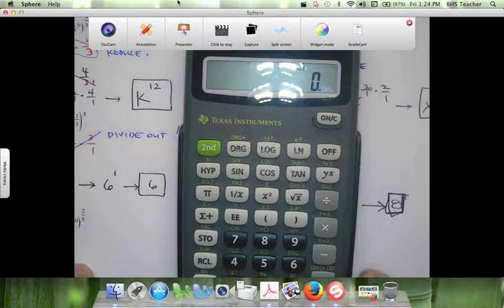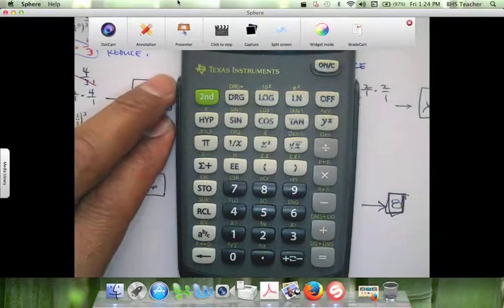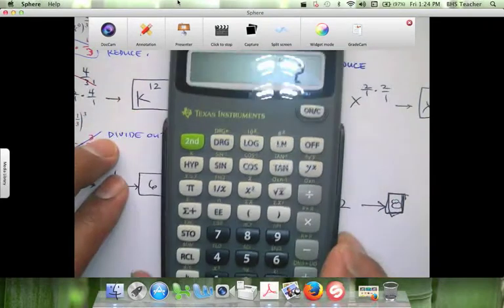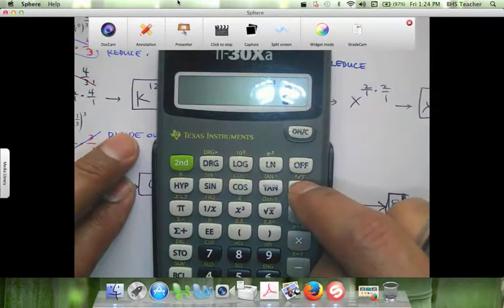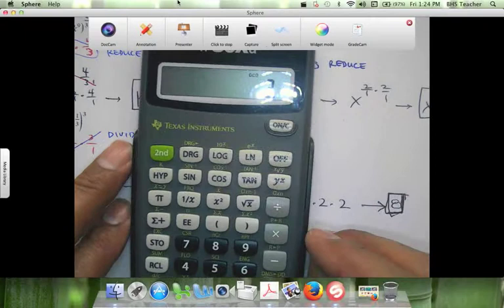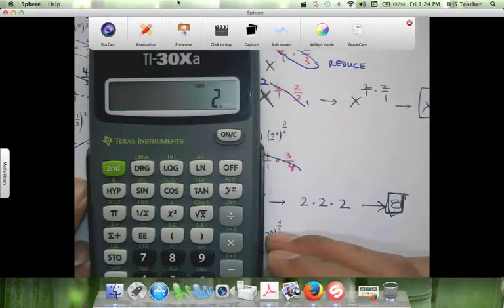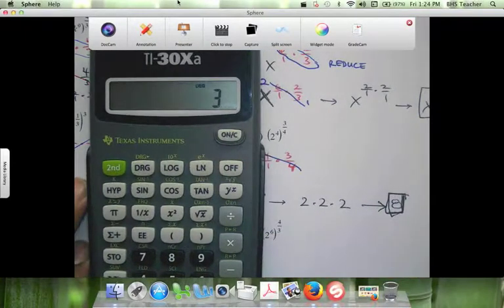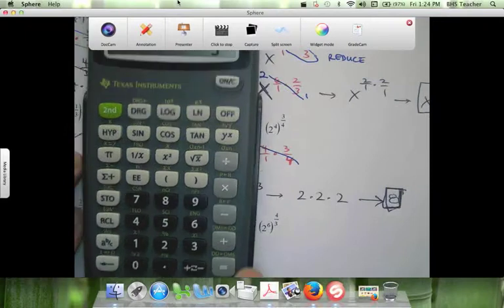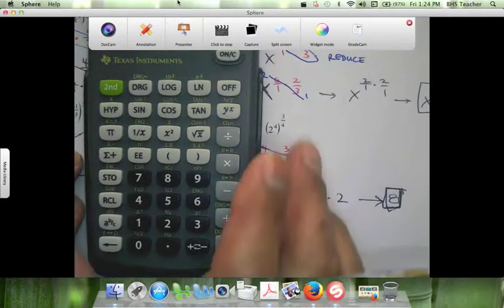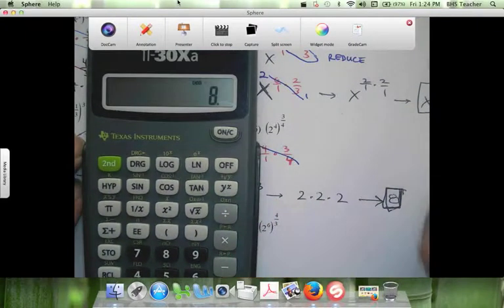So again, you would go 2, the base, this key right here, and then to the power of 3, and then you hit the equal sign. And there you go, it's 8. Okay, last calculator.